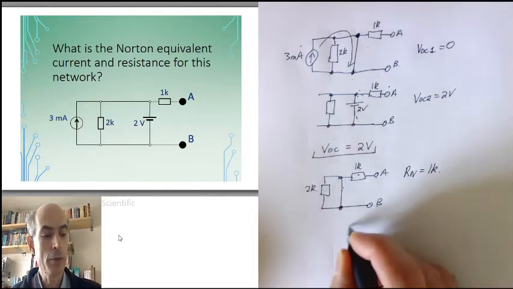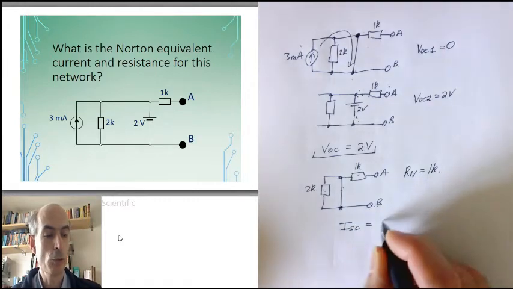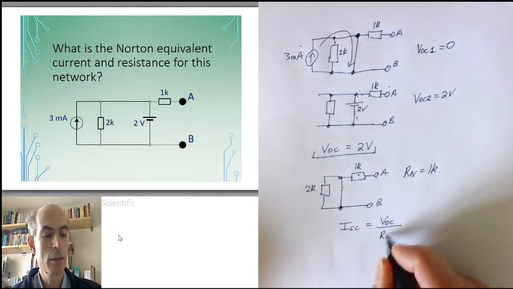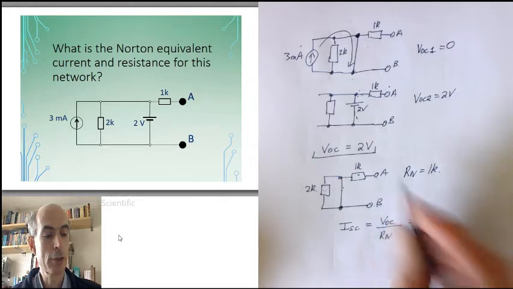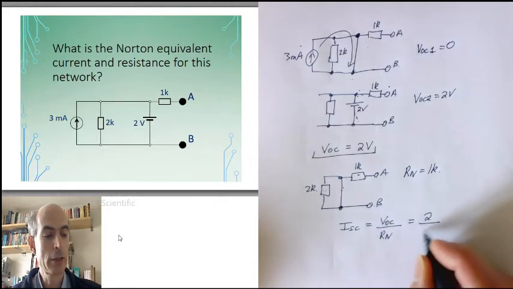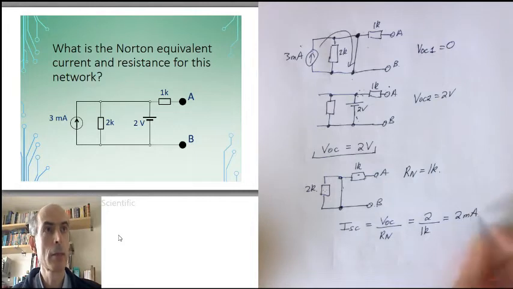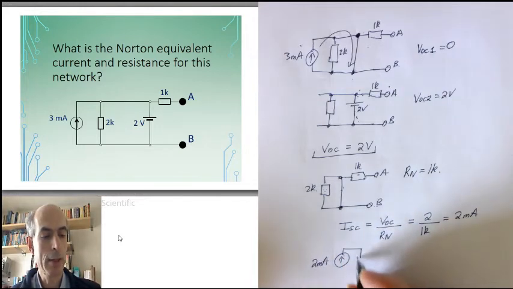Now we know that the short circuit current is equal to the open circuit voltage divided by the equivalent resistance. So our short circuit current in this case would be 2 divided by 1K, or 2 milliamps. So our Norton equivalent network would be a current source of 2 milliamps in parallel with a resistor of 1K.